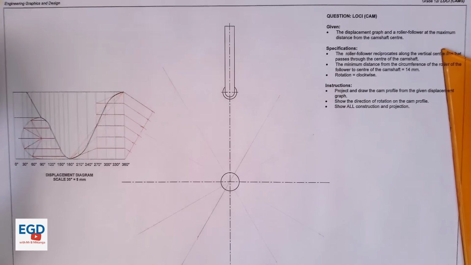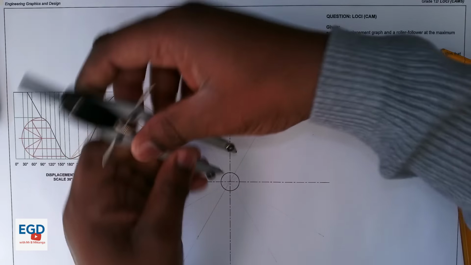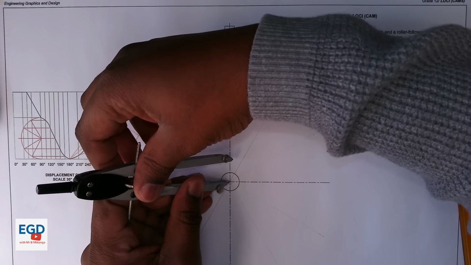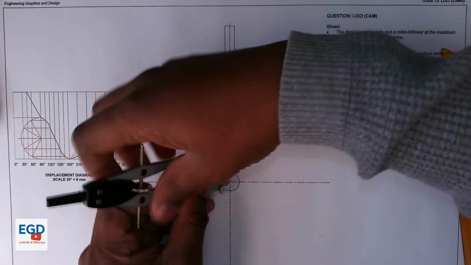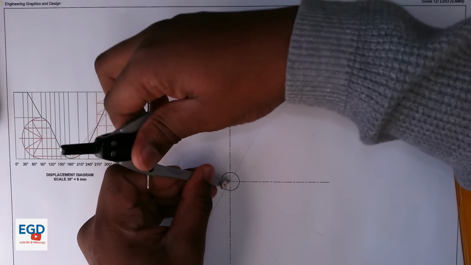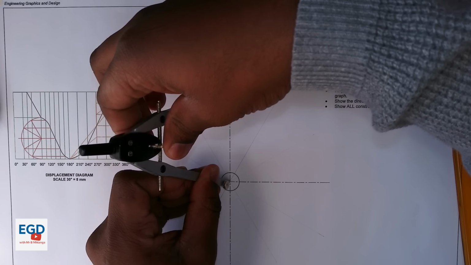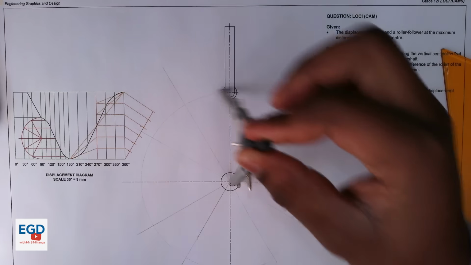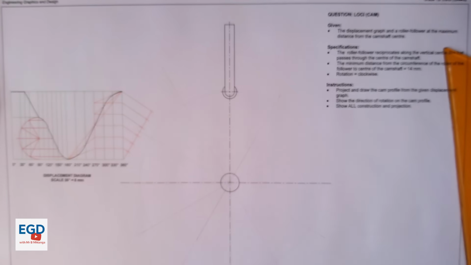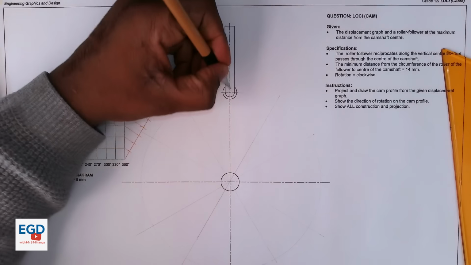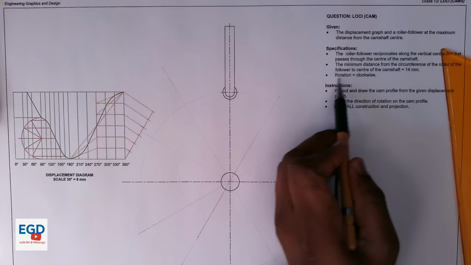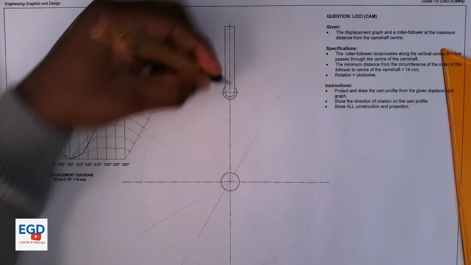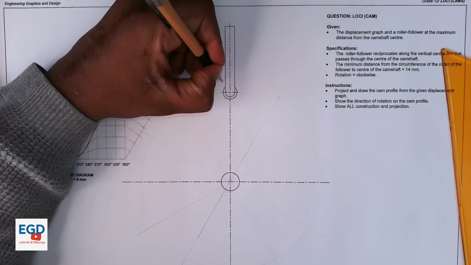To make my drawing neat and nice, I'll draw a light construction circle. I'll open my compass to the center point of the roller and draw a light construction circle so that I know where to write the labels. Obviously I'll label anti-clockwise. Why? It's because the rotation of the cam is clockwise. So I'll start there. That's 0 degrees.